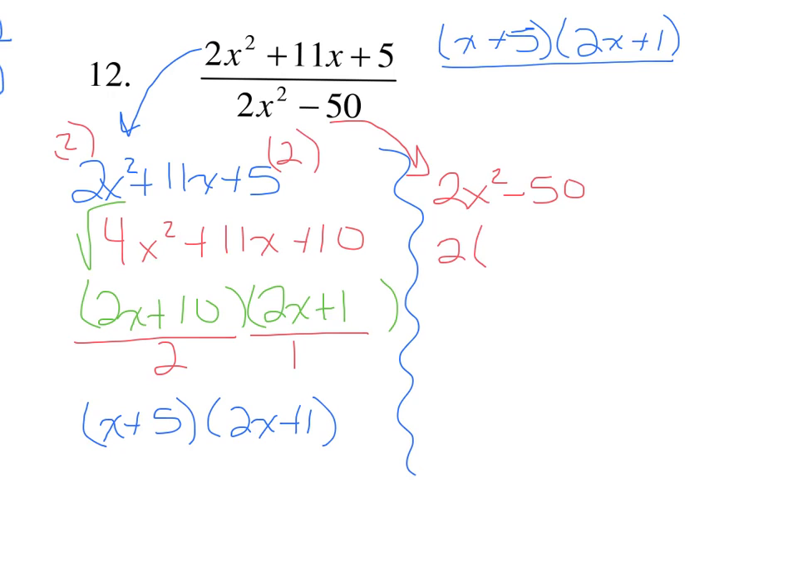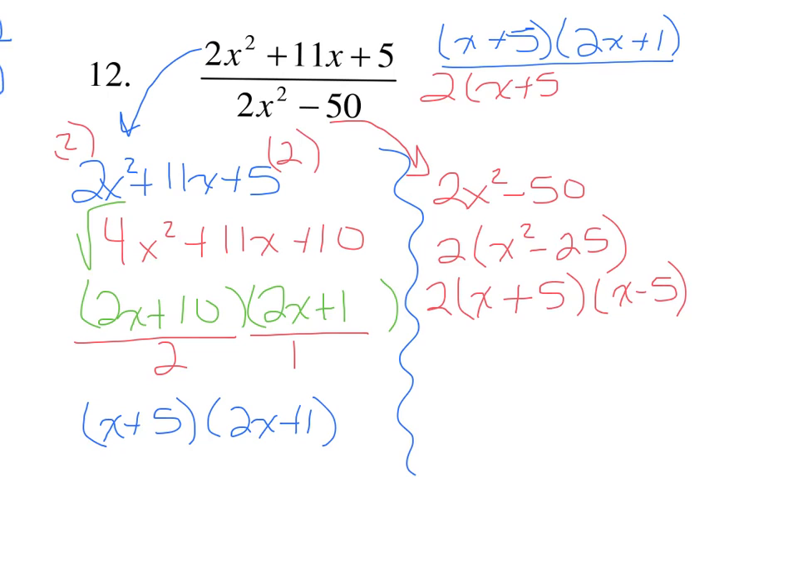There's a GCF there of 2. And once I get that GCF out, now I have a binomial that's the difference of squares. So my GCF is still out here, and the difference of squares here is going to be x plus 5, x minus 5. So this is the denominator, 2 times x plus 5, x minus 5.